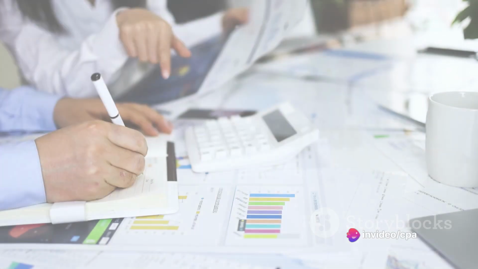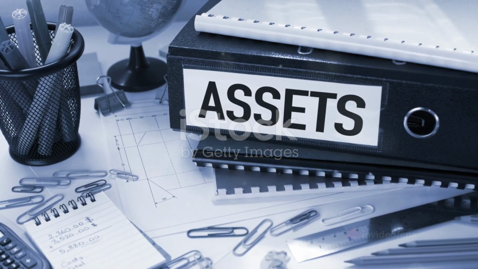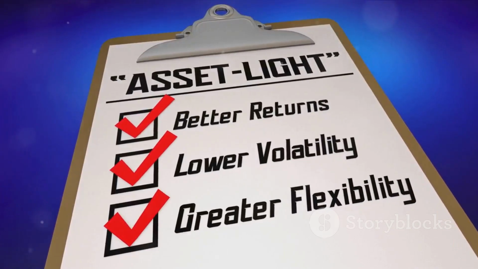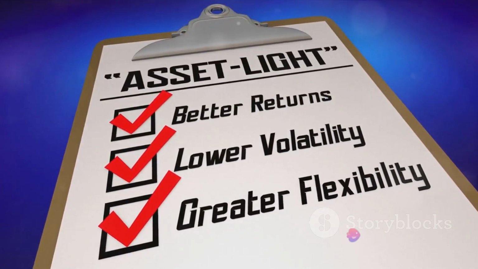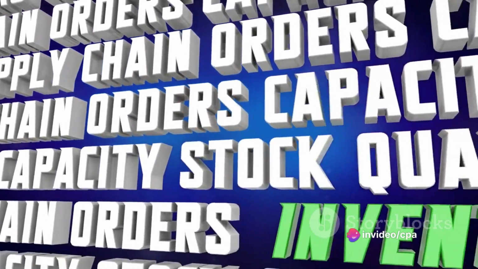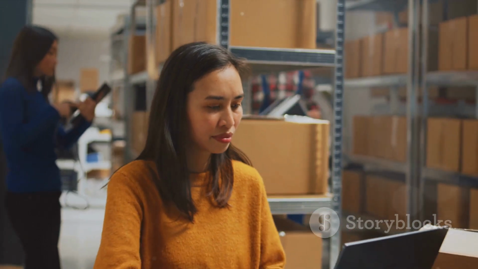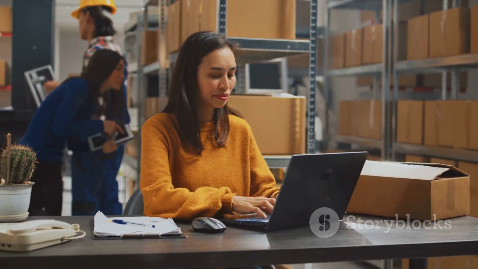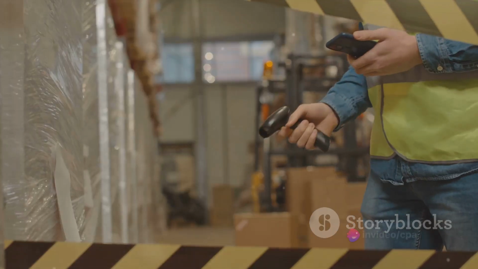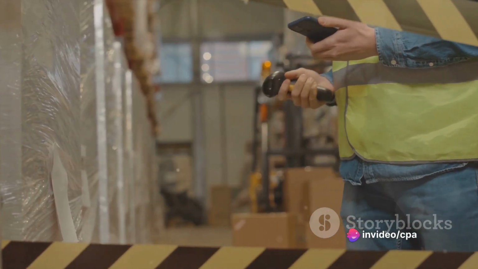Efficiency ratios are another critical piece of the puzzle. The asset turnover ratio, calculated by dividing revenue by average total assets, measures how efficiently a company uses its assets to generate revenue. Higher ratios signify better asset utilization. The inventory turnover ratio, found by dividing the cost of goods sold by average inventory, measures how quickly a company sells its inventory. Higher ratios suggest efficient inventory management.